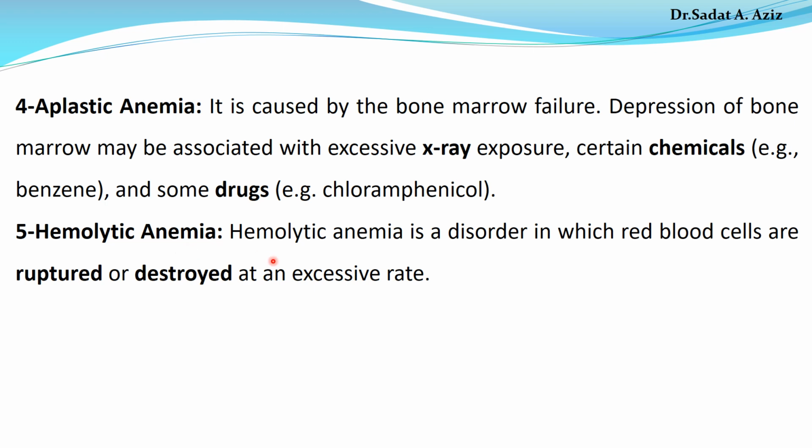So excessive hemolysis might be caused by different factors. Some of them are called intrinsic or intracorpuscular abnormality, meaning the defect is related to the red blood cell structures, such as thalassemia, sickle cell disease, or other hereditary types of hemolytic anemia.